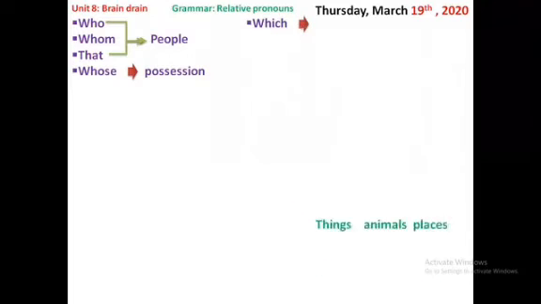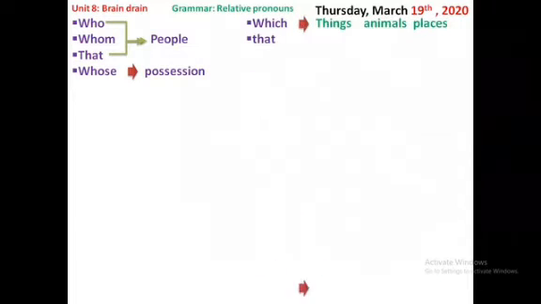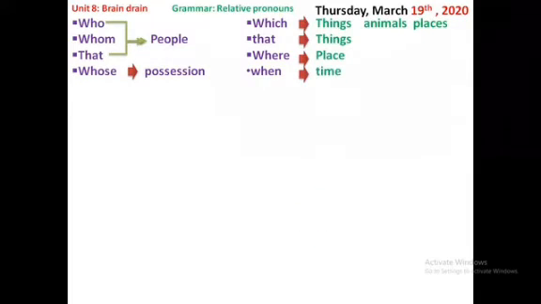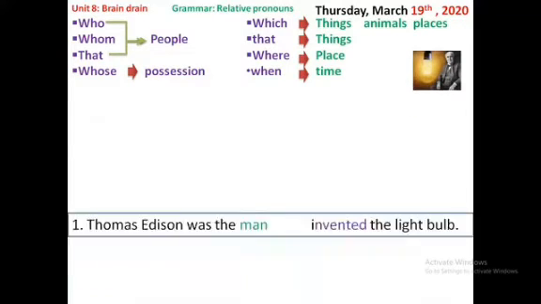So we are going to start with relative pronouns first. And the first one is who, and it refers to people. Whom refers to people too. That refers to people as well. Whose refers to possession. Which refers to places, things, or animals. That refers to things. Where refers to places. When refers to time. Where and when are used as adverbs too, but many times we use them as relative pronouns.